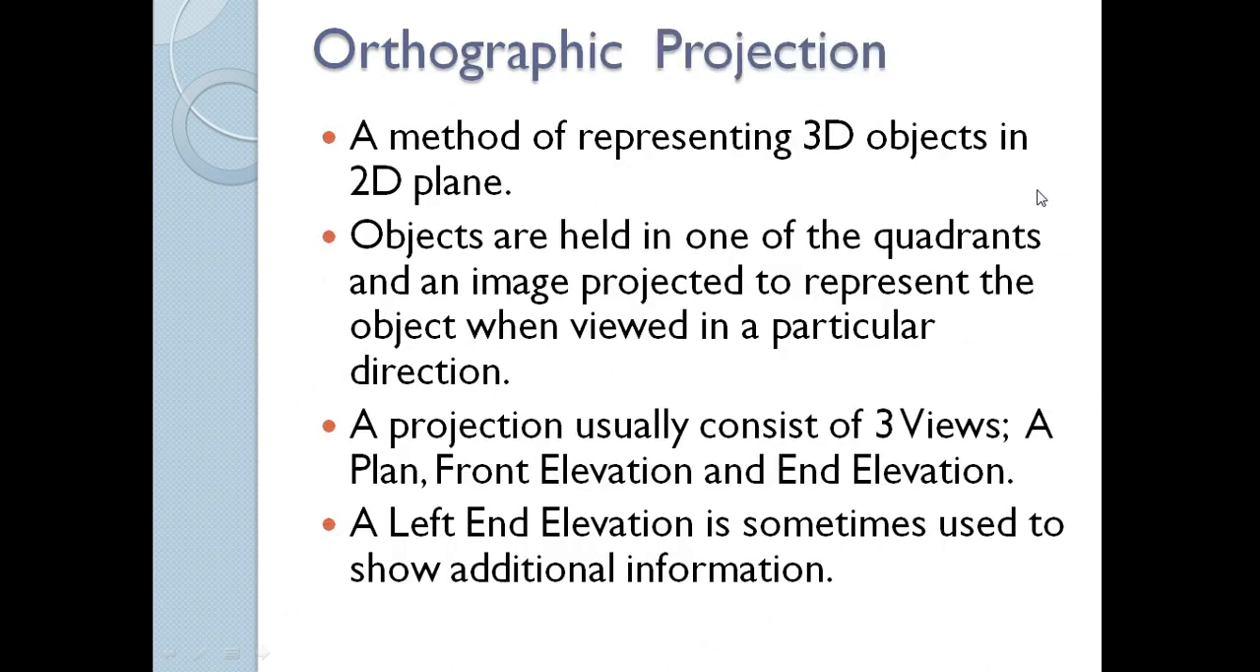So it is a method of representing a 3D object in two planes. Objects are held in one quadrant and an image projected to represent the object when viewed in a particular direction. The projection usually consists of three views to create the object. They are front elevation, a plan, and end elevation. A left-end elevation is sometimes used to show additional information.